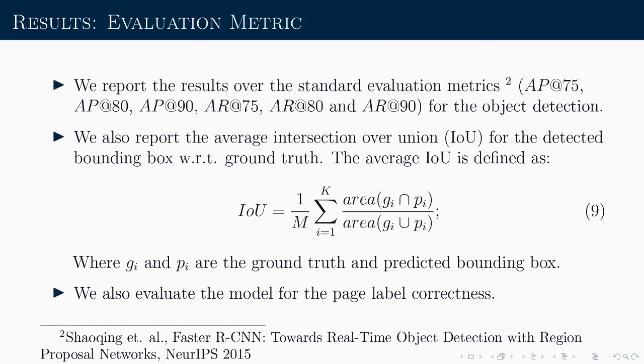We report the results over the standard evaluation metrics: average precision at above 75% IOU, and average recall at above 75% IOU, and the remaining numbers indicate the IOU thresholds for the object detection. We also report the average intersection over union for the detection of bounding boxes with respect to the ground truth.